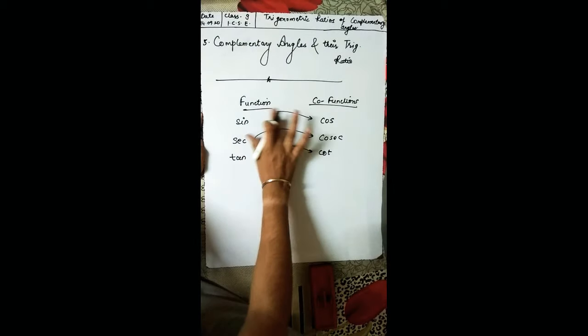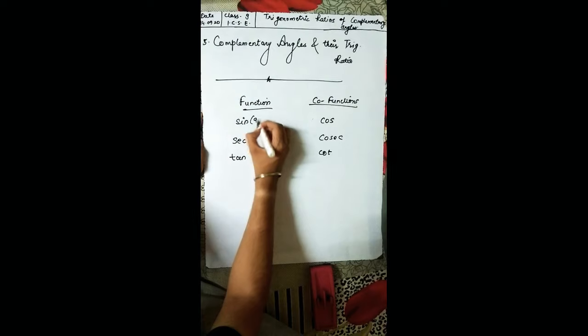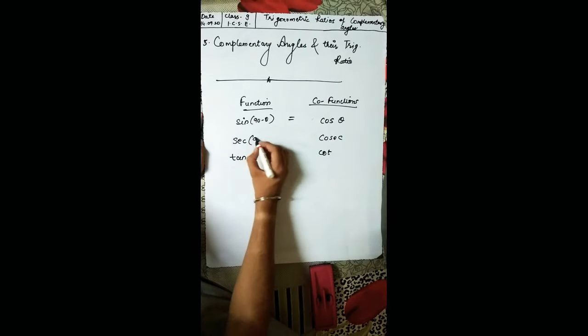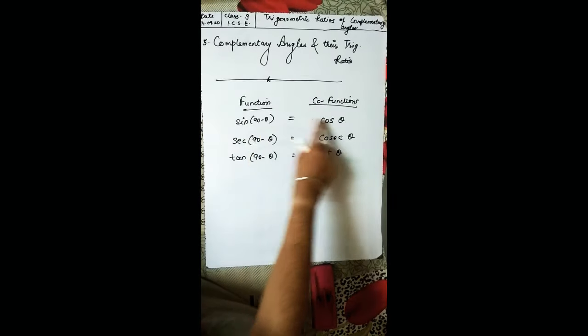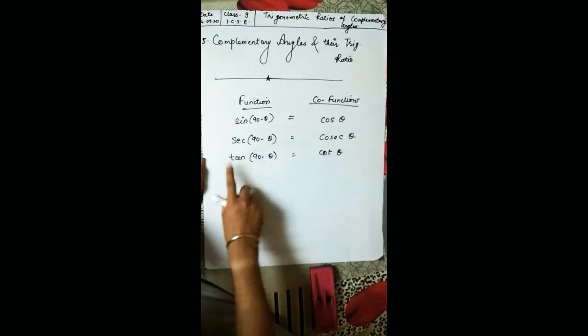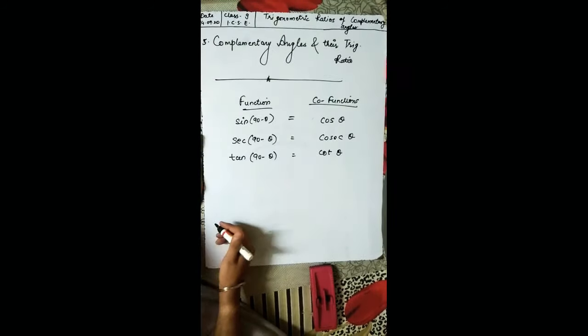If I remove this arrow and write 90 minus theta, then I get cos theta. Here also if I write 90 minus theta, I get cosec theta, and 90 minus theta, so cot theta. So sin 90 minus theta is cos theta, sec 90 minus theta is cosec theta, and tan 90 minus theta is cot theta, and they are vice versa also.